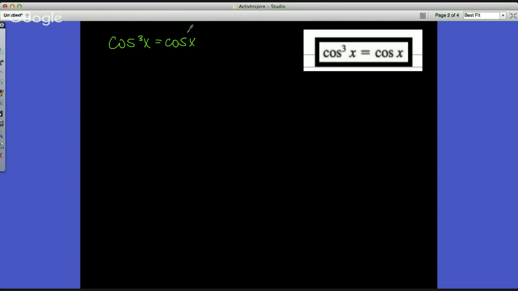Madison, you too. Okay, we're going to subtract cosine of x to this side to get it equal to 0. So what we would have is cosine to the third x minus cosine of x.